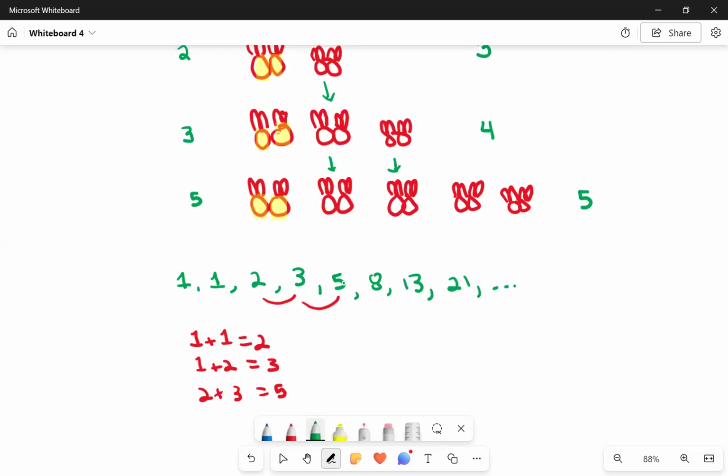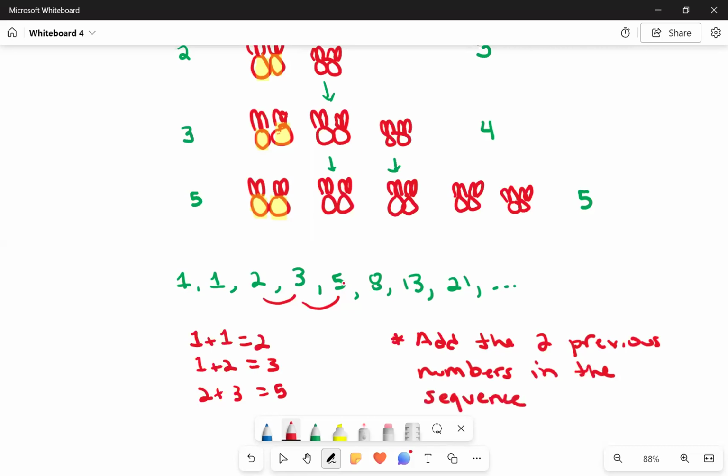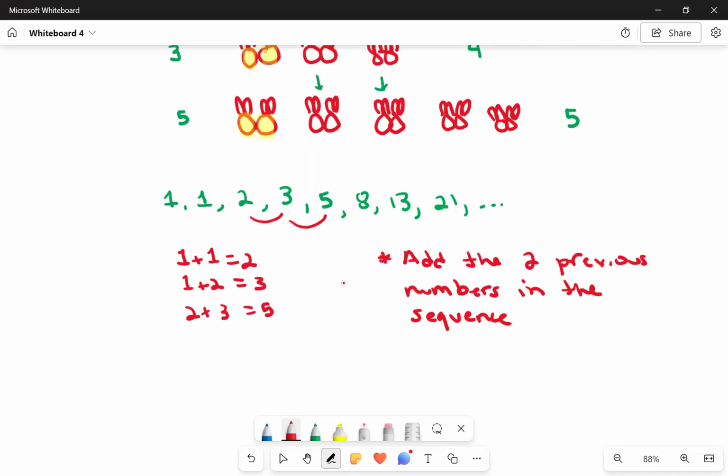So the pattern is we add the 2 previous numbers in the sequence to get the next number. That is the pattern of the Fibonacci sequence.